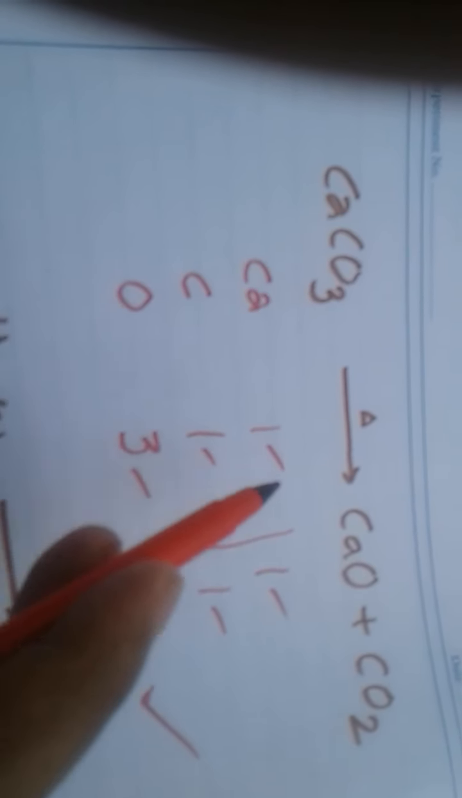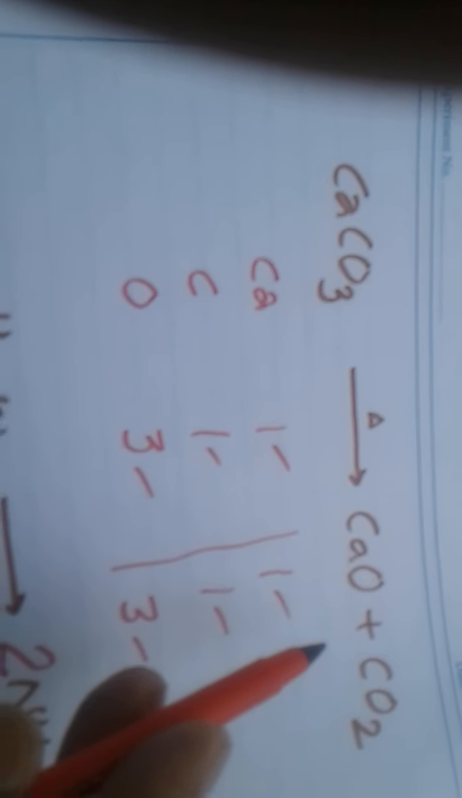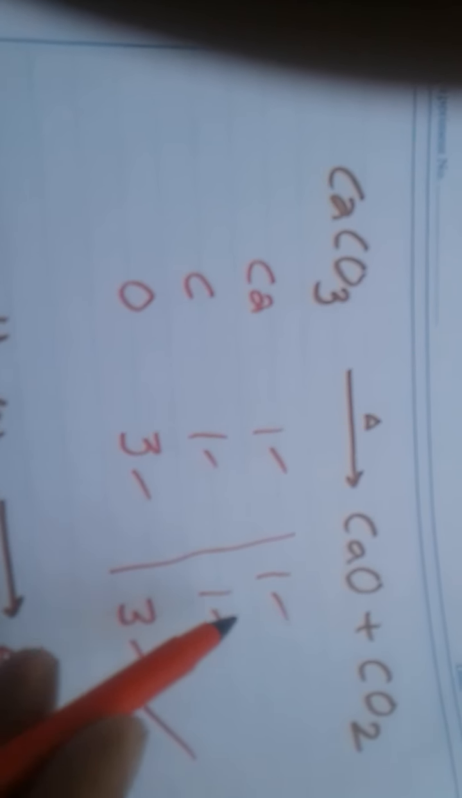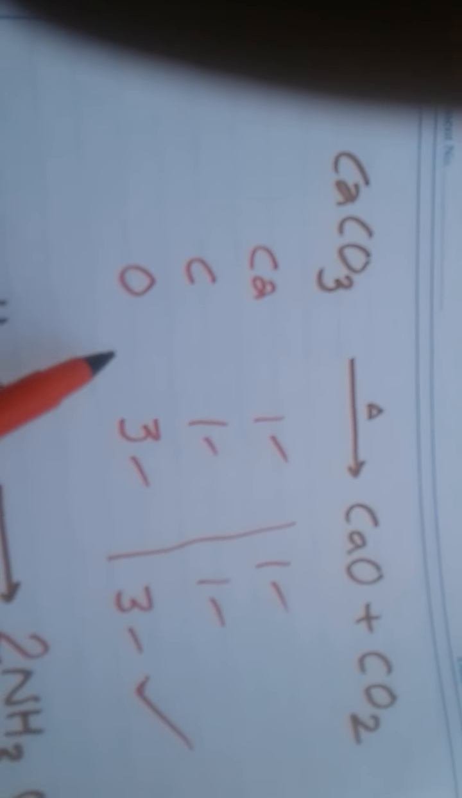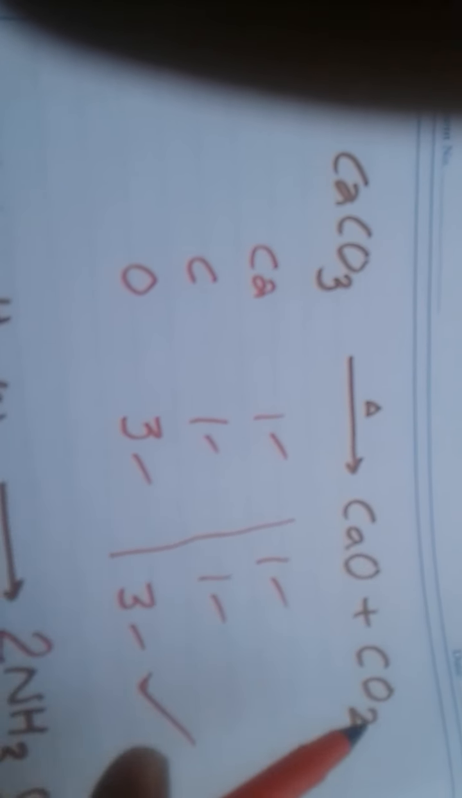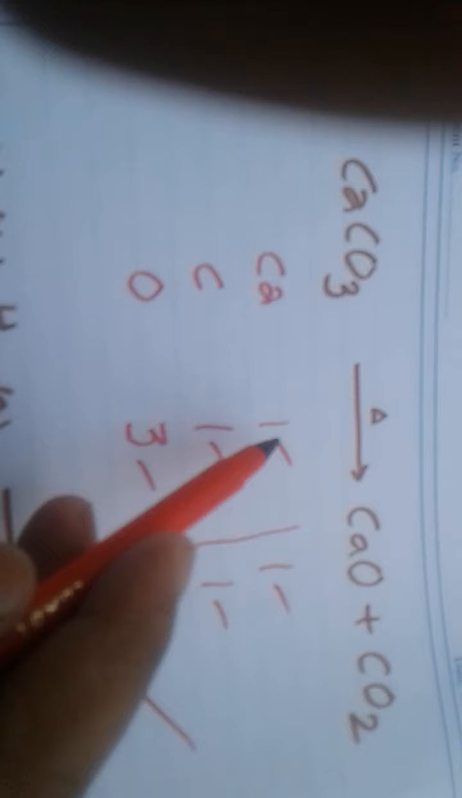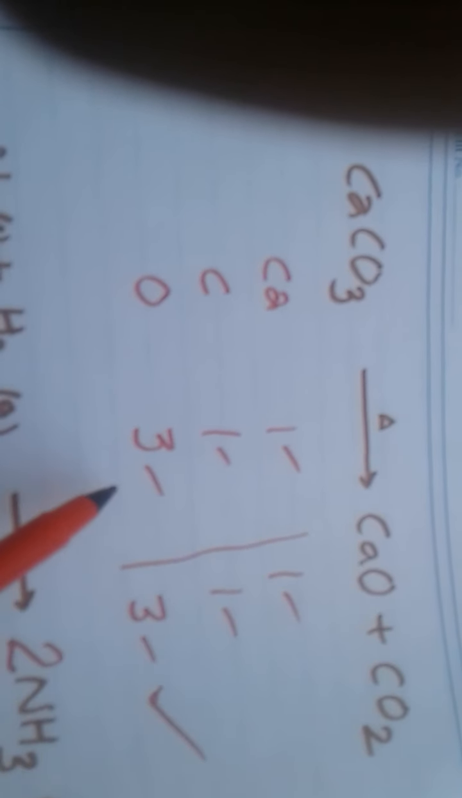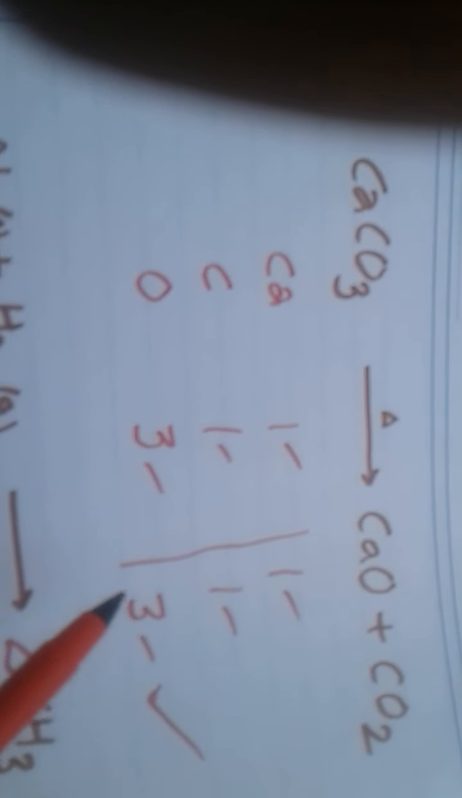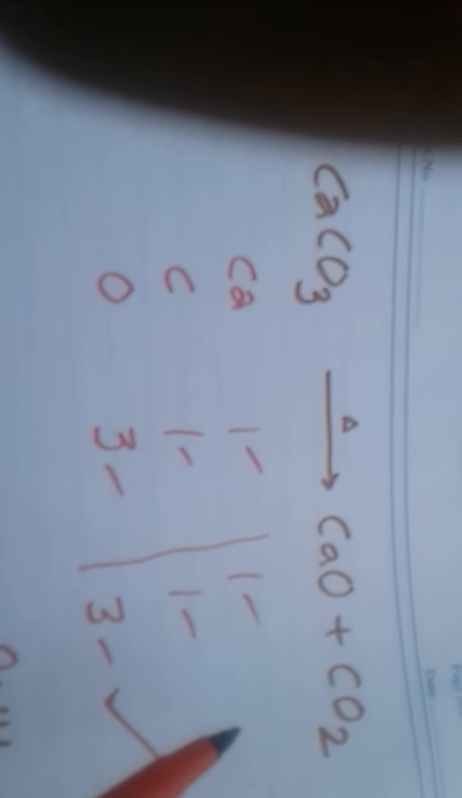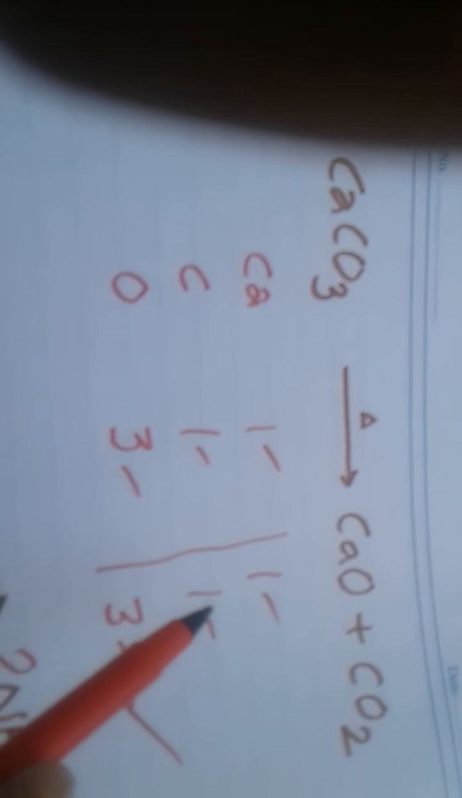Calcium is 1, and on the product side, or right-hand side, calcium is also 1. Carbon is 1 on the left and also 1 on the right. For oxygen, it is 3 on the left, and on the right-hand side one oxygen is here and two oxygen are here, so this is 3. Now check: 1, 1, 1, 1, 3, 3. It means that it is already a balanced chemical equation.